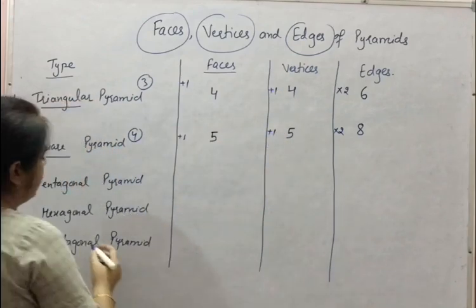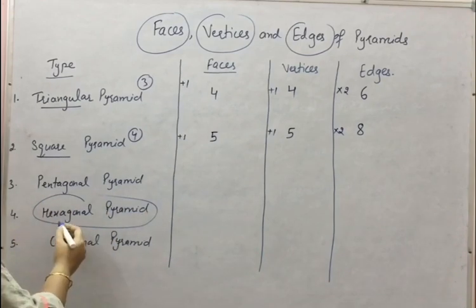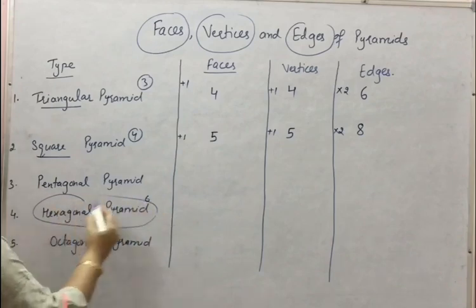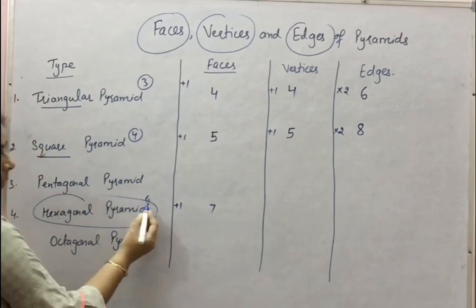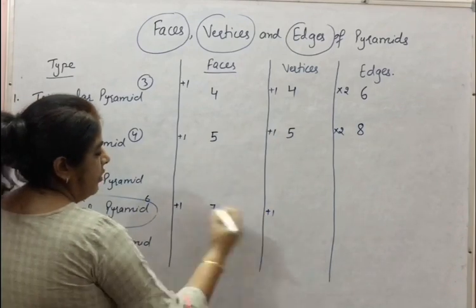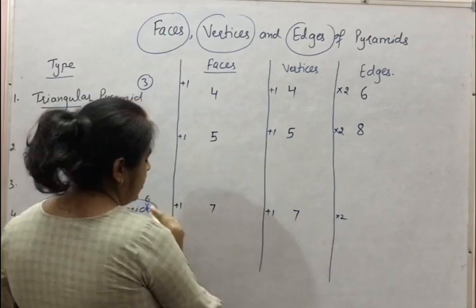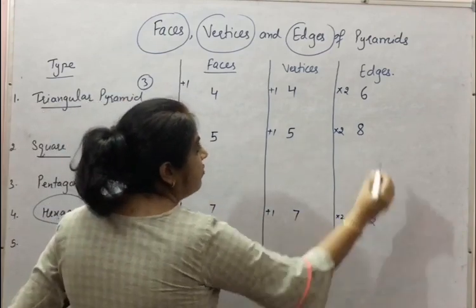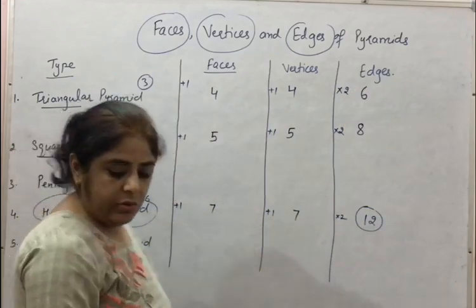Now students, if we go with the hexagonal pyramid, think how many faces it should have. Hexagon means 6. So how many faces should it have? If we add 1, 7, we will get the number of faces, 7. If we add 1, we will get the number of vertices. If we multiply by 2, 6 twos are 12. Then how many edges would it be? There will be 12.